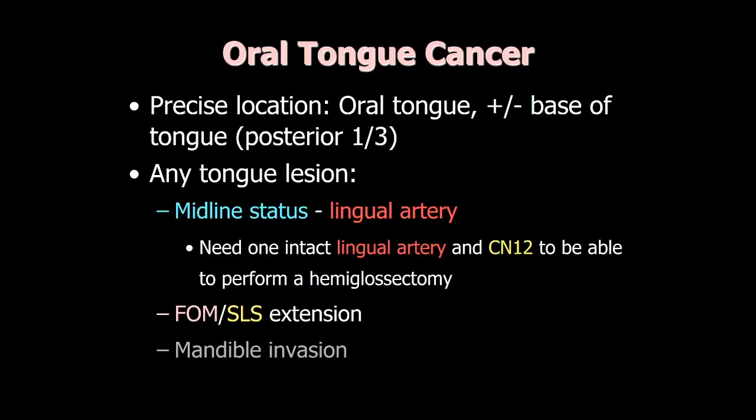Okay, how about the tongue? So for staging of tongue cancer, it is important to tell the clinician the actual portions of the tongue that are involved. For example, is the tumor involving the oral tongue or the base of tongue or both? You want to assess the status of the ipsilateral lingual artery. You also want to assess whether there is extension of tumor across midline, in which case there may be a risk for contralateral lingual artery involvement.